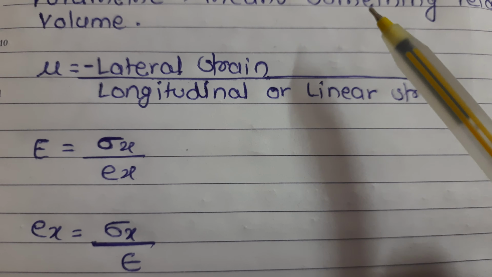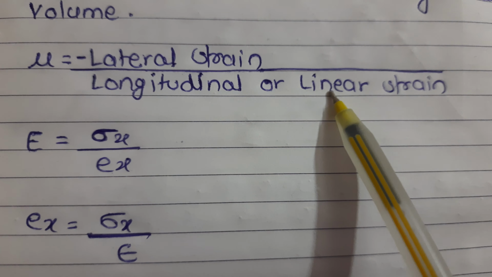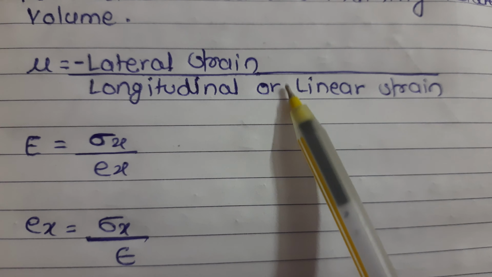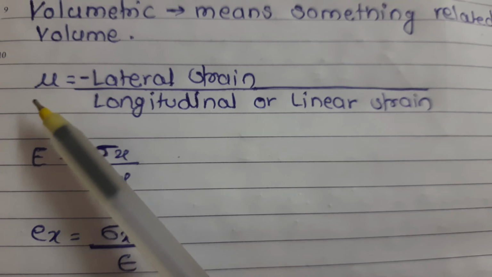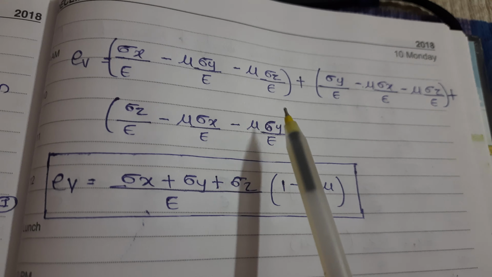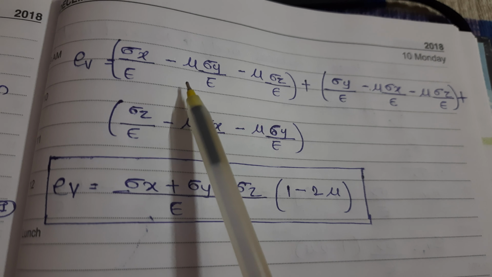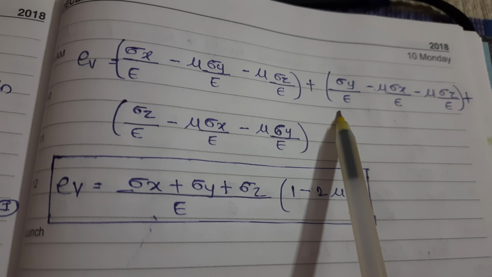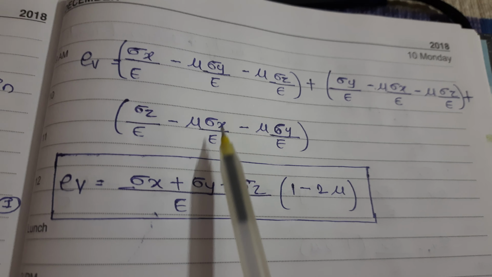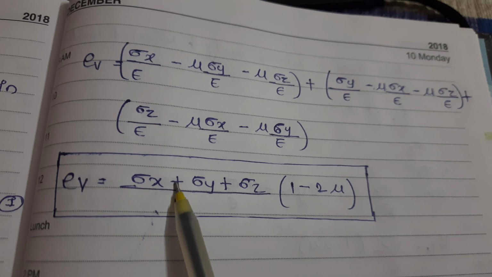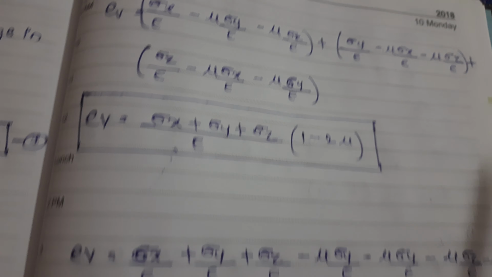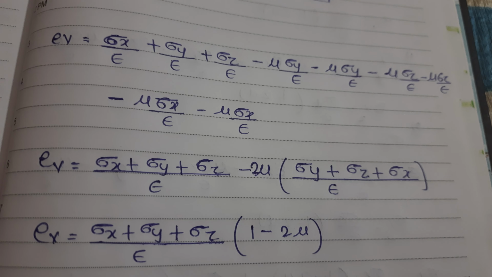Which formula do we use for that? Lateral strain is equal to longitudinal strain into mu, with the minus sign. Now, after calculating strain in x direction, strain in y direction, and strain in z direction, we get sigma x plus sigma y plus sigma z divided by E, into 1 minus 2 mu, for the calculation part.